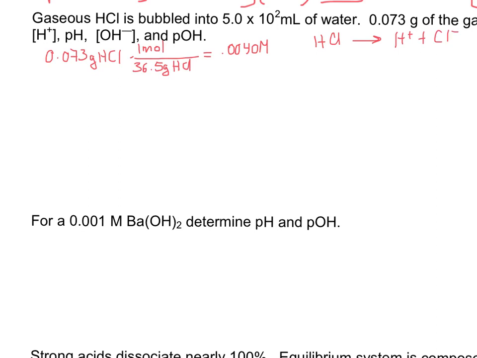So we know that if we have 0.0040 moles of the HCl, then we have 0.0040 moles of the H plus and of the Cl minus, but what we care about is the H plus here. So then the H plus concentration would be equal to 0.0040 moles divided by, we're told that we have 500 milliliters, which is basically 0.5 liters.